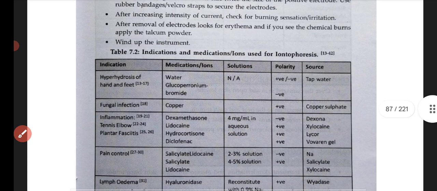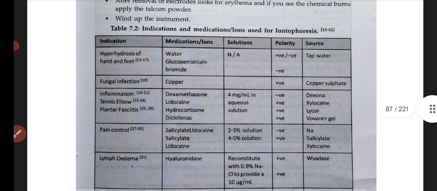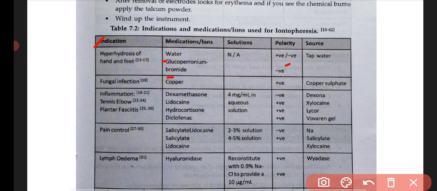Now, the indications and medications used for iontophoresis. What are the indications? Number one indication is hyperhidrosis of the hand or feet. What is hyperhidrosis? In case of hyperhidrosis, the medication or ion used is glycopyrronium bromide. The polarity should be positive or negative, and the source is tap water.